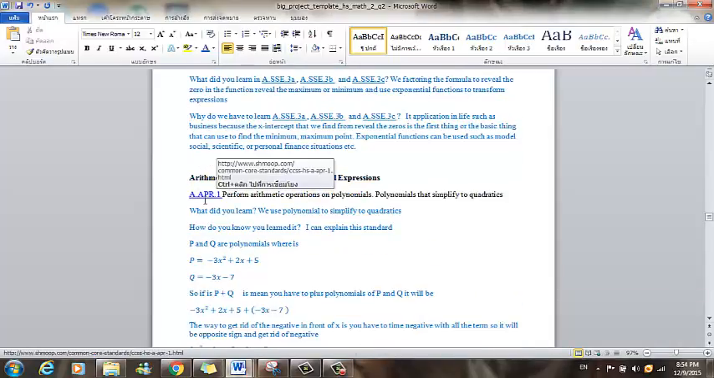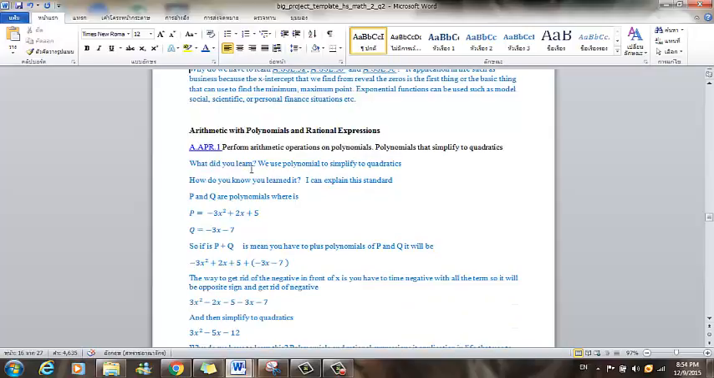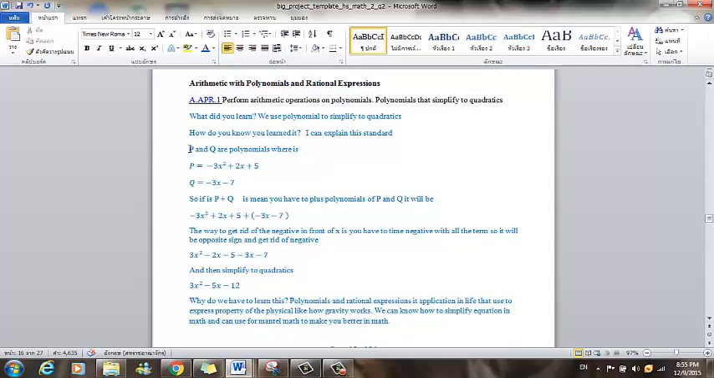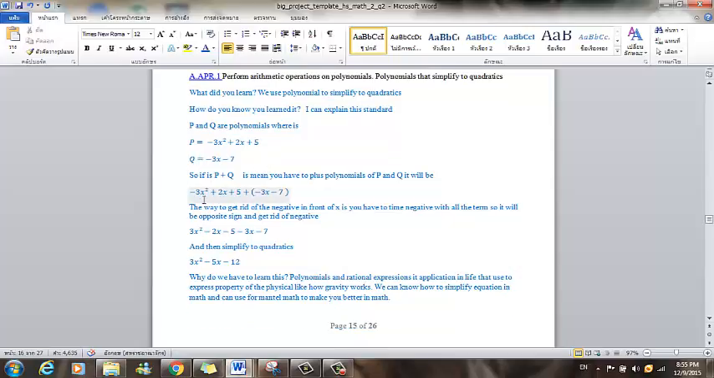The next standard is A.APR.1. What did we learn? We use polynomials and simplify to quadratic. So I can explain all this. P and Q are polynomials, where P equals minus 3x squared plus 2x plus 5 and Q equals minus 3x minus 7. If the question is P plus Q, it means you have to add the polynomials P and Q, and it's going to be like this.